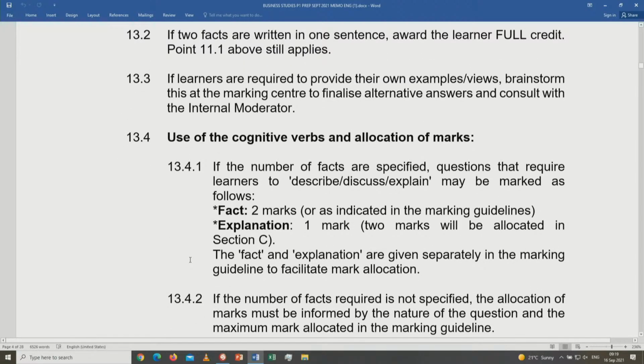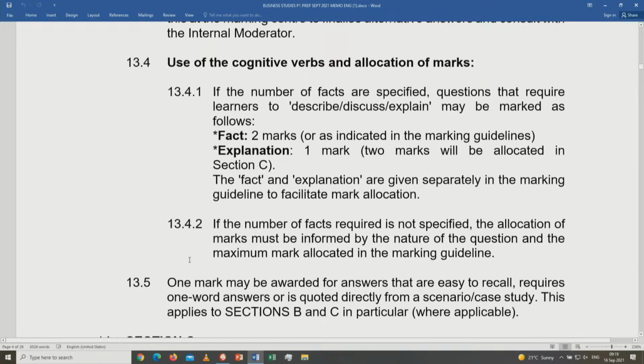And then the use of cognitive verbs and allocation of marks. If the number of facts are specified, questions that require learners to describe, discuss, explain may be marked as follows: 2 marks as indicated in the marking guideline for a fact, and then 1 mark for the explanation. And it is important to note that this is only when the number of facts are specified.